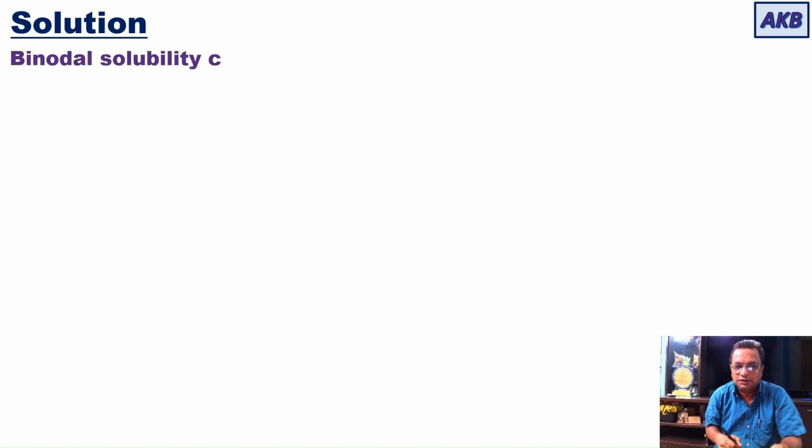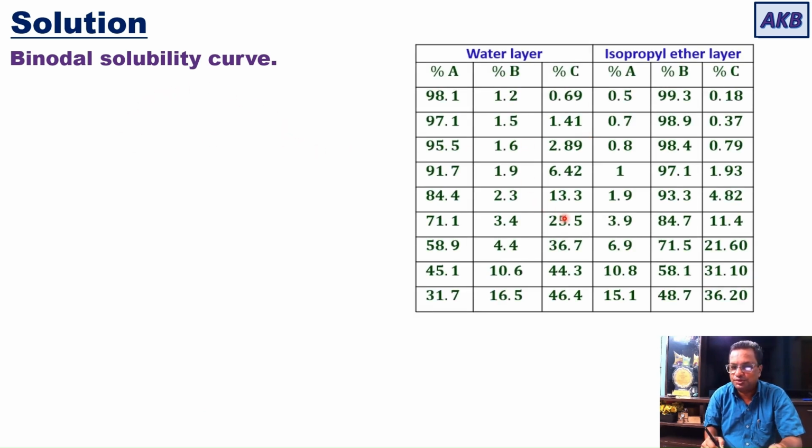So first we will plot the binodal solubility curve, and for that we are going to use this information, the ternary equilibrium data that is given to us. It is given in percentage. So this is the percentage of A, percentage of B, and then percentage of C in the water layer. And then you have the percentage of A, percentage of B, and percentage of C in the isopropyl ether layer.